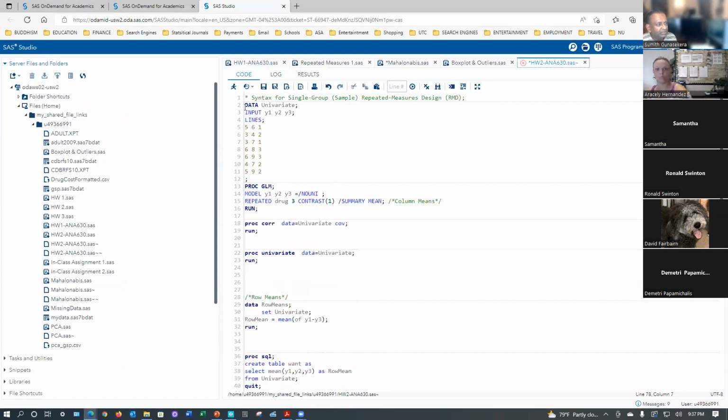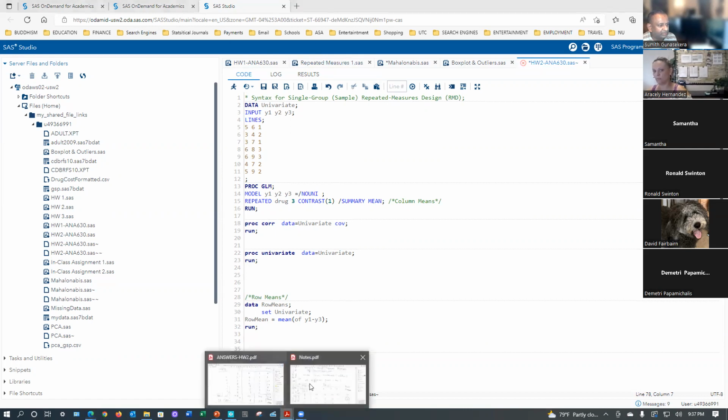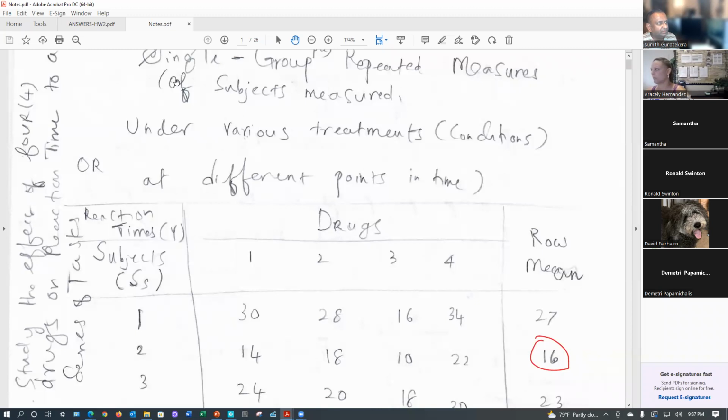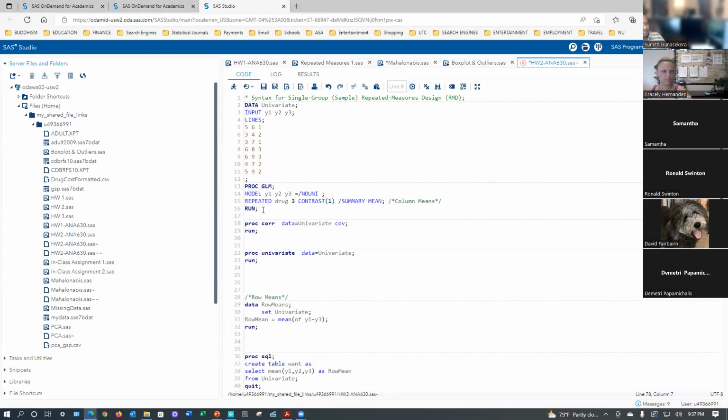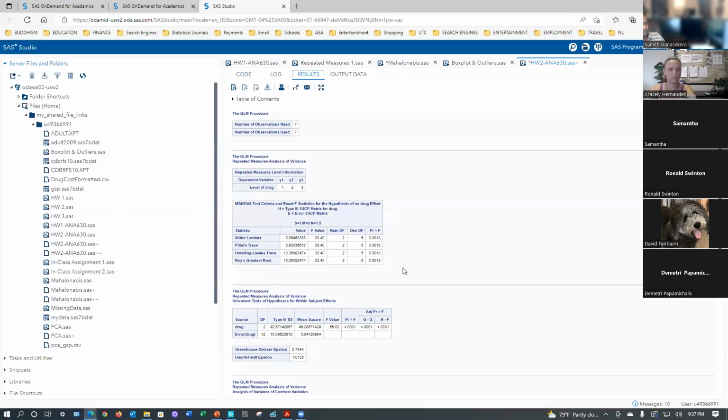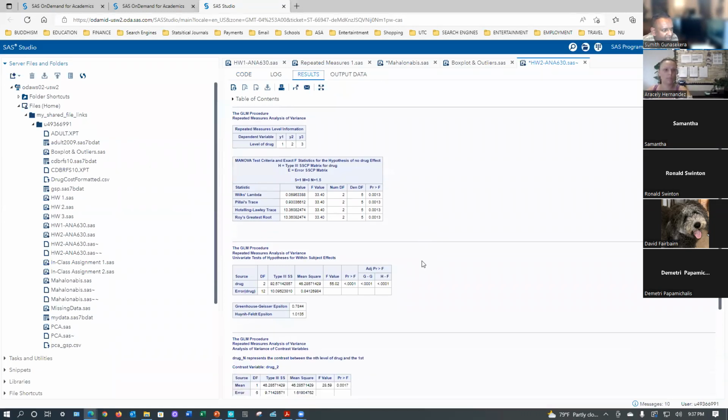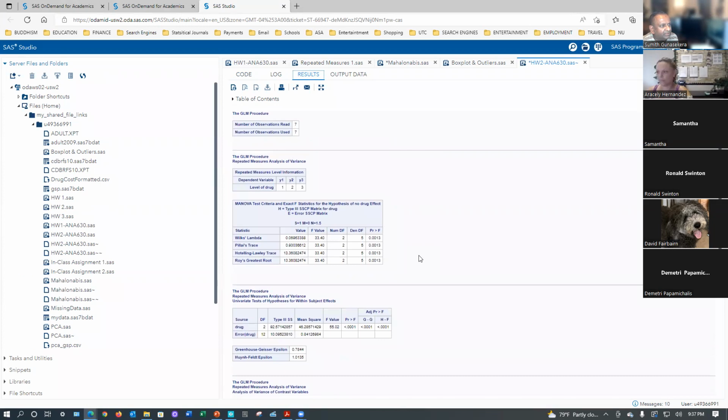See, this is the data. I call that one univariate input: y1, y2, y3, 5, 6, 1. No, sorry, this is different: 5, 6, 1, 3, 4, 2, 3, 7, 1. So for a given person, keep going like that. And on the other hand, when you run this with the summary mean, look at what it's going to give you: the means, summary, univariate.